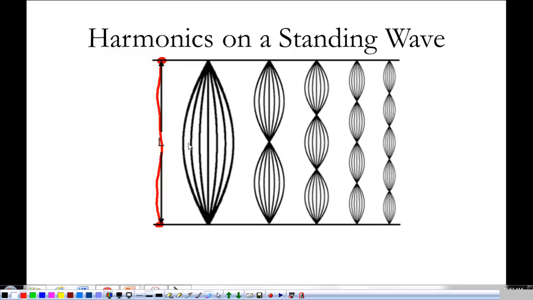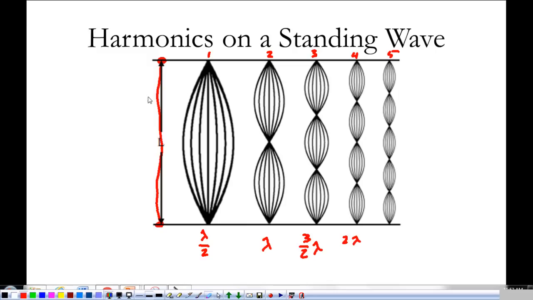Now, I can have half a wave, right? This is half a wave. I can have a whole wave. I can have 3 halves of a wave. I can have 2 waves. I can have as many as I want. This is our first harmonic. This is our second harmonic. This is our third harmonic. This is our fourth harmonic. This is our fifth harmonic.